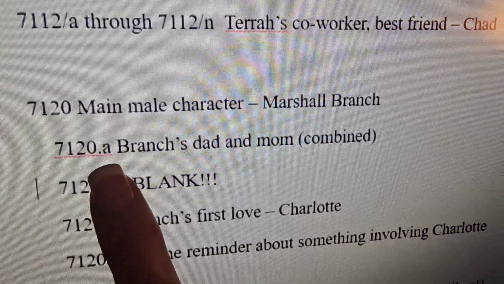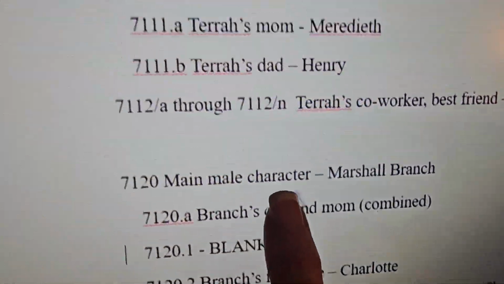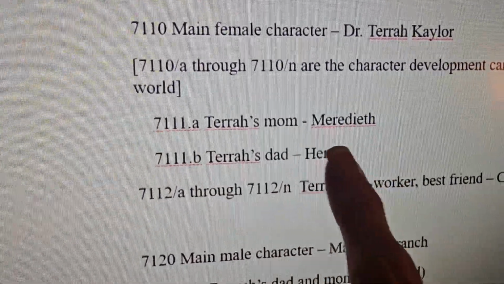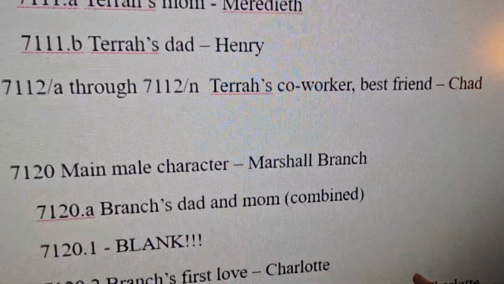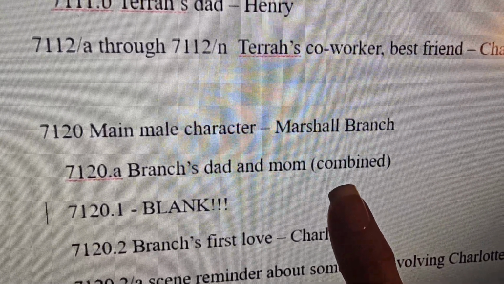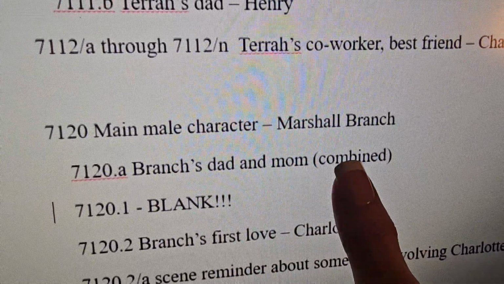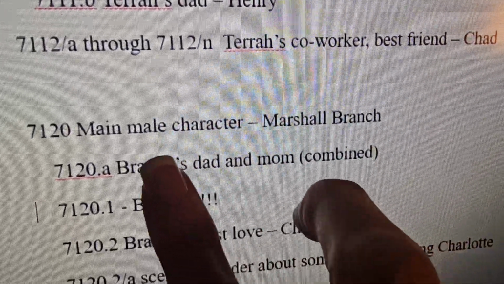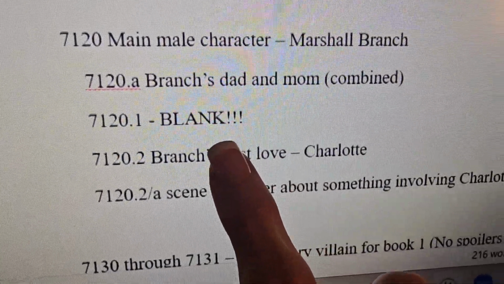The first letter under him, the .A, that is his mom and dad, okay? So where Tara's parents each get a letter because they have more developed stories, at the point at which I'm writing, Branch's parents are only talked about in the story in flashbacks and together. So they just get one card and anything I need to record about them will go there. Eventually, I will break them out into an A and B for dad and mom, just like I did above.